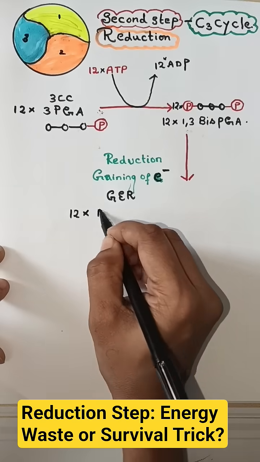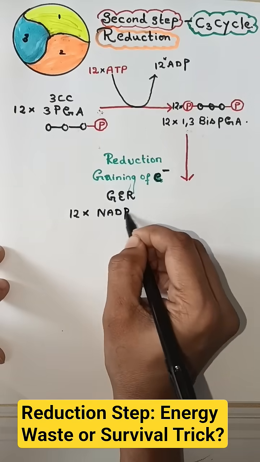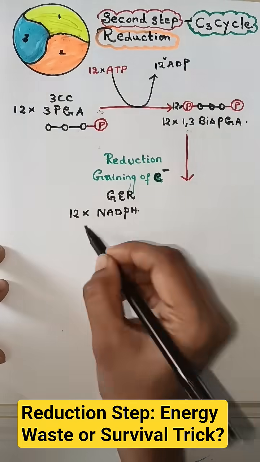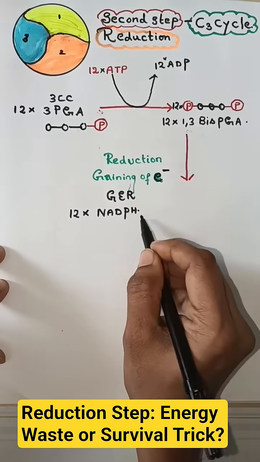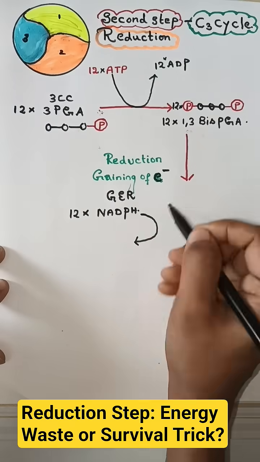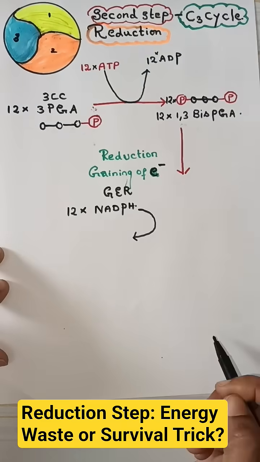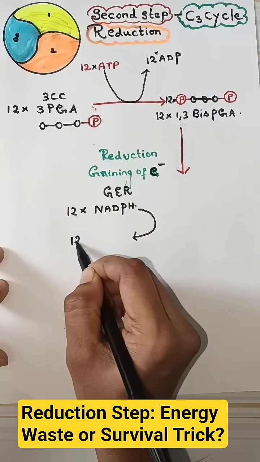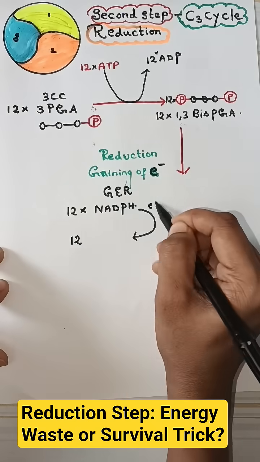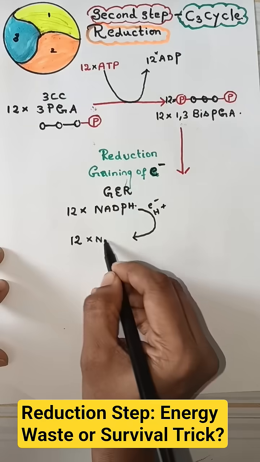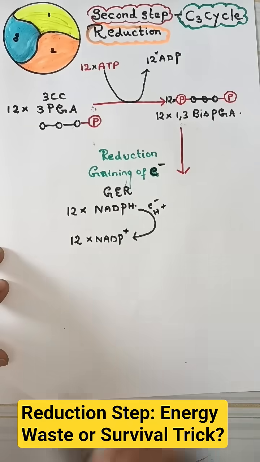It's nothing but another product of the light reaction, which is NADPH. For these 12 molecules to gain the electrons, 12 NADPH has come into this scenario, where this NADPH is undergoing oxidation. Yes, this is undergoing oxidation, this is undergoing reduction. After undergoing oxidation, it is going to release electrons and protons. So now these 12 NADPH are going to become 12 molecules of NADP+.